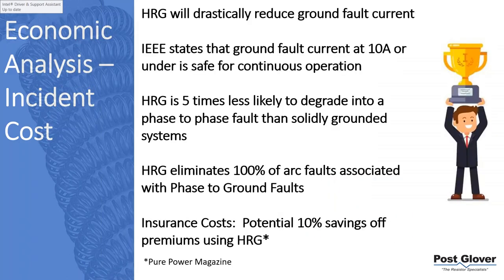Once again, our resistance ground will drastically reduce the ground fault current. I've been through some of this already. It's five times less likely to degrade to phase in a solid ground system. This is kind of review, so we'll go fast through this. It eliminates 100% of arc faults on phase-to-ground faults. For 98% of your faults, you can't have an arc fault.